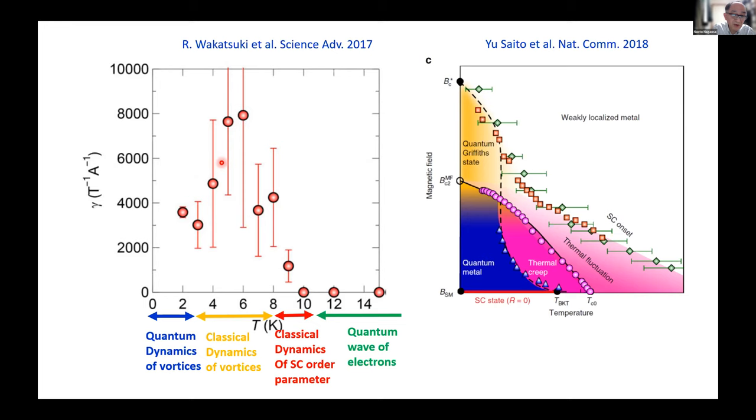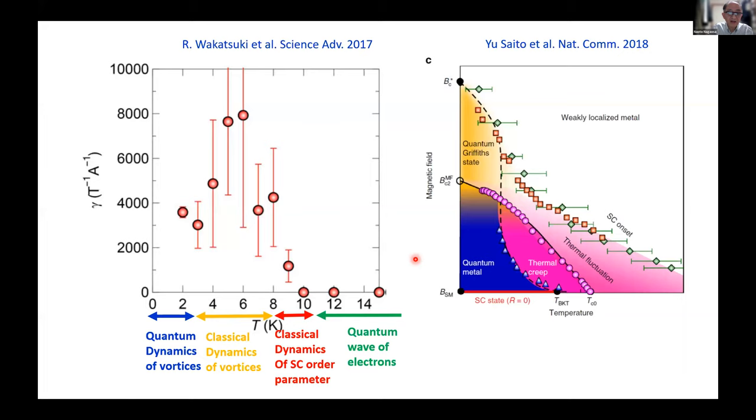Then from this, we claim that some of this quantum dynamics suppress the non-reciprocal nature, and the classical dynamics of order parameter or vortices will enhance the gamma value. So this is a so-called quantum classical crossover and corresponding non-monotonous behavior of the gamma value. So that is our interpretation.